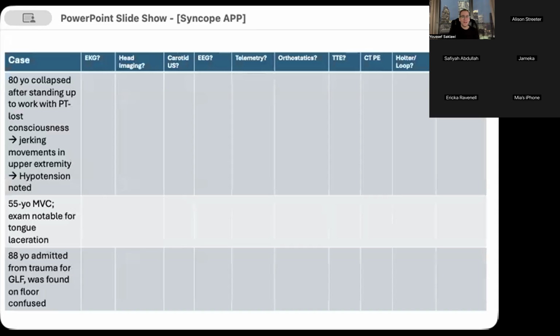After that, I'm going to give you a menu of options for all these patients. Do you want an EKG, head imaging, a carotid ultrasound, an EEG, telemetry, orthostatics, an echo, a CTPE, a Holter monitor or a loop? And what do you think is causing all of this? I'm just going to pause for a minute for y'all to think through this, and we can chat about it in a little bit.